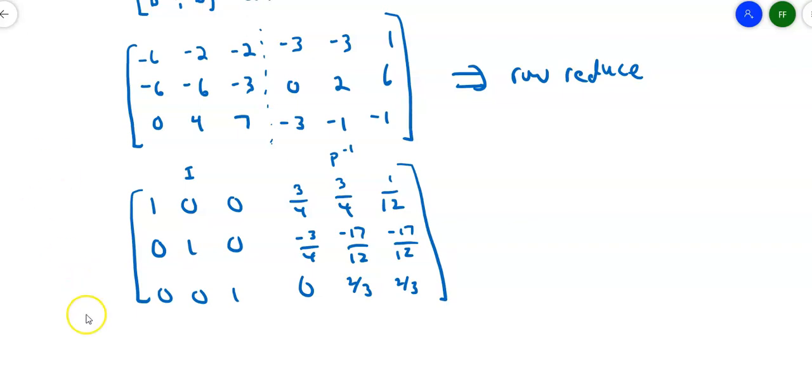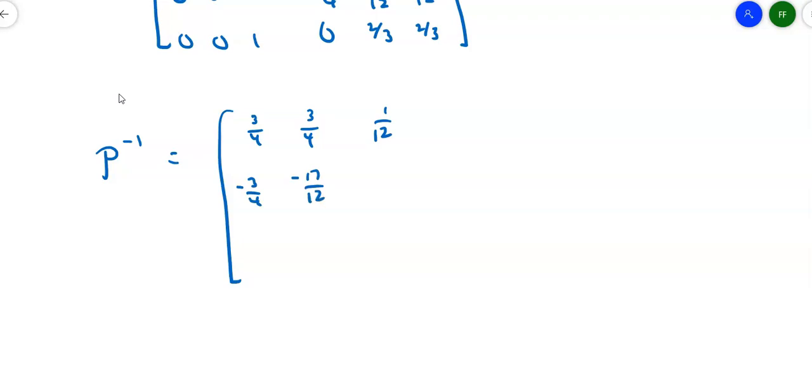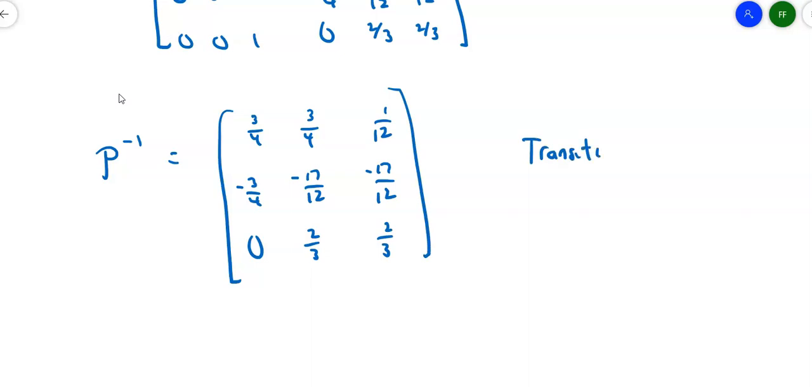So what is my answer? The transition matrix is whatever's on the right-hand side. I'm going to write it again because the question asks for the transition matrix, so I should write things out clearly. Here's -3/4, -17/12, -17/12, and the bottom row is 0, 2/3, 2/3. This thing here is the transition matrix.